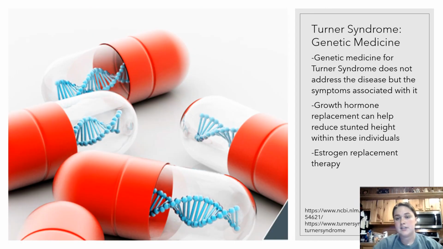For the genetic medicine of Turner syndrome, there's not a particular genetic medicine that treats Turner syndrome as a whole, but there are different treatment options for some of the symptoms, such as an individual could partake in growth hormone replacement, which could help them grow taller than having the stunted height as a symptom of Turner syndrome. Also, they could take estrogen replacement therapy, which would help them have a menstruation.